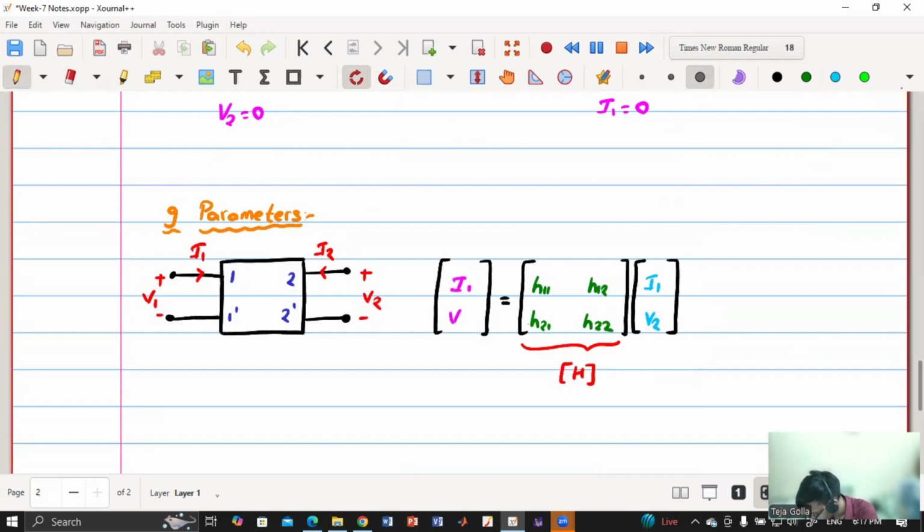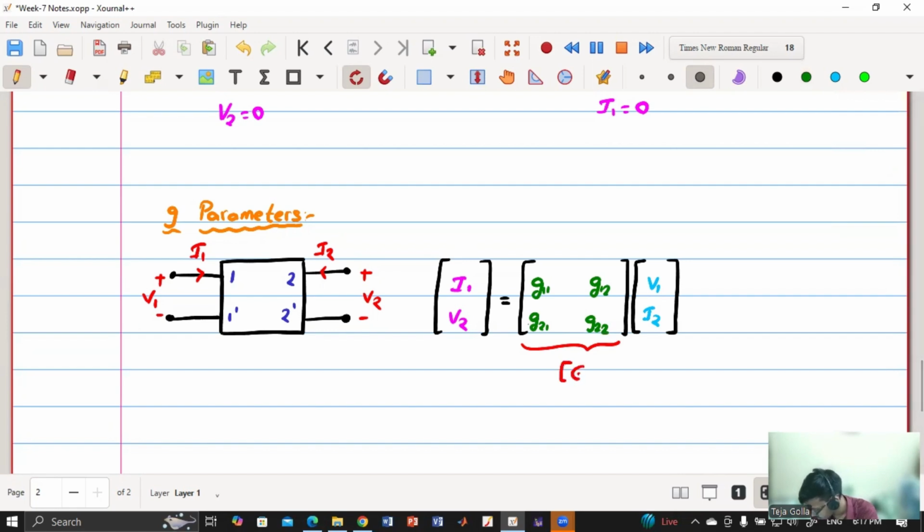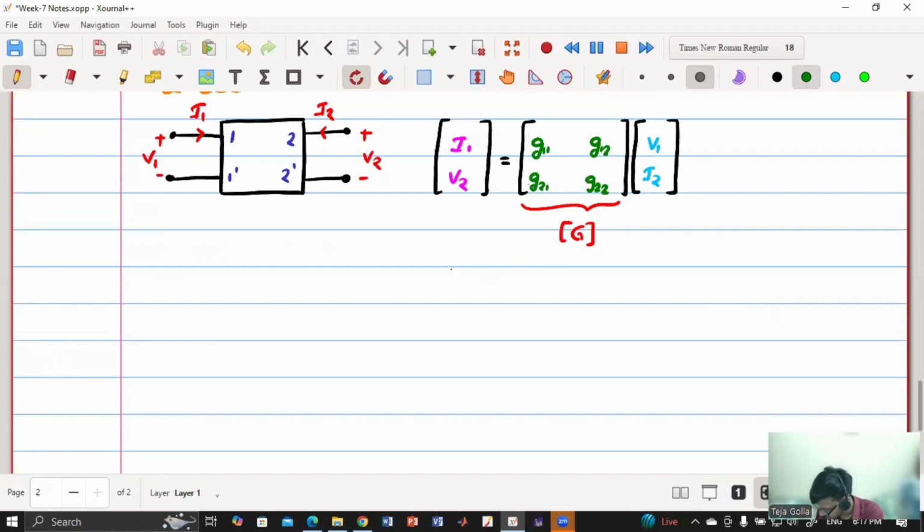Outputs are I1, V2. So the inputs will become V1, I2. So this is V1, I2. Right. So now if you see, if I erase this, these are G parameters now. They are defined in this way: G11, G12, G21, G22. And then this is G matrix. Okay. So now once the G matrix is defined, now we'll define the parameters individually.